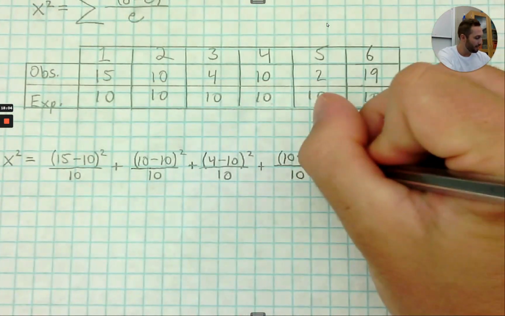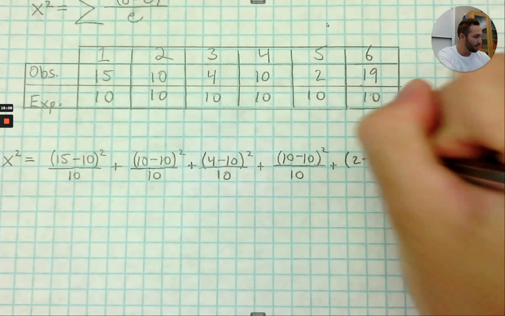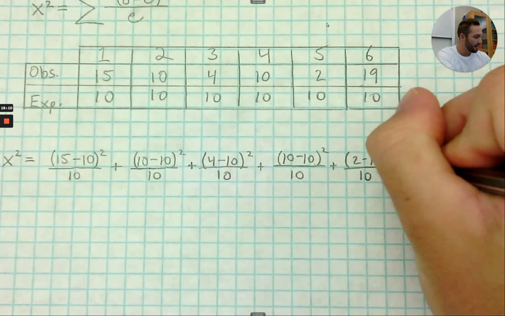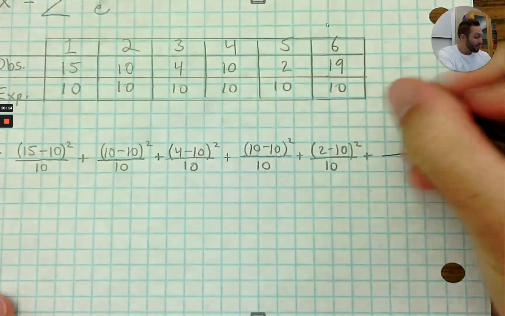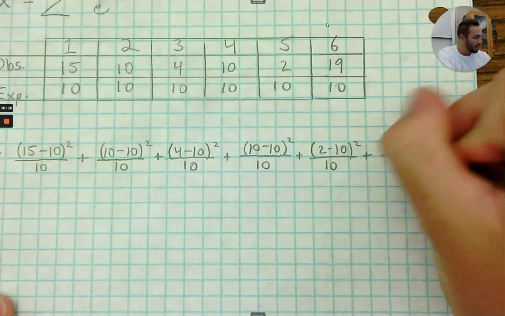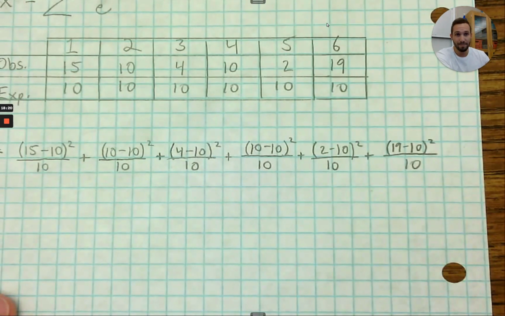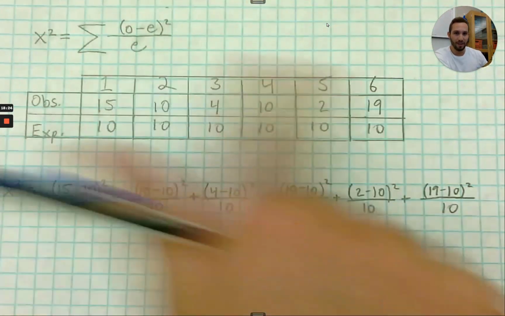For rolling a 5, you observed that it happened twice. You were expecting it to happen 10 times. You square it, you divide by 10. And then lastly, for rolling a 6, you observed it happened 19 times. You were expecting it to happen 10 times. You square it and you divide by 10. You guys with me? That's what this formula looks like with all the numbers plugged in for this situation.